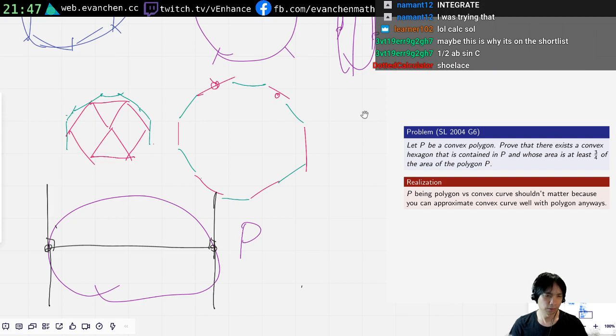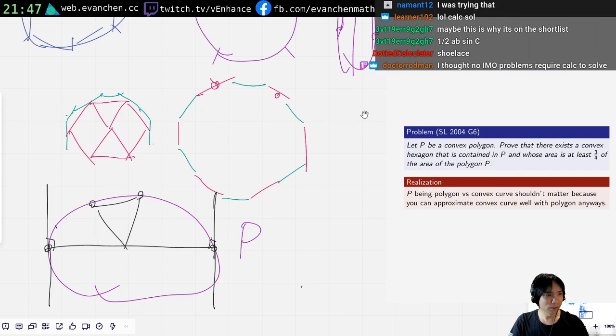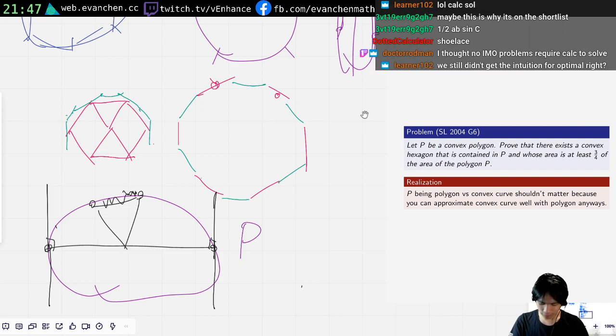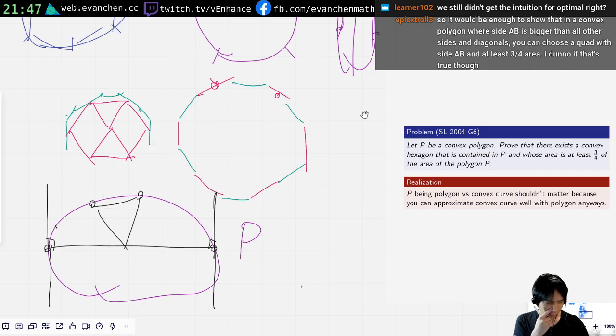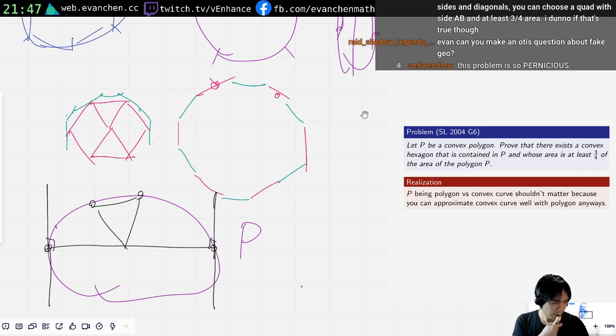One half AB sine C, if it's a polygon, sure. I mean, I want to do something about that black region. I want to be able to say something about it, and I can't see how I'm going to do it. So AB's, you can choose a quad with side AB.